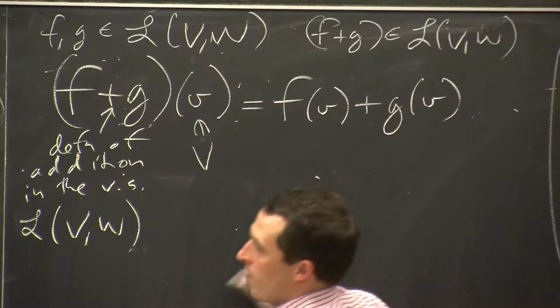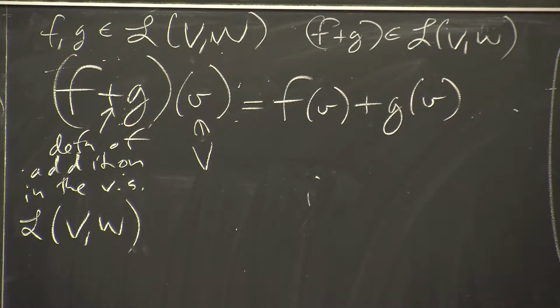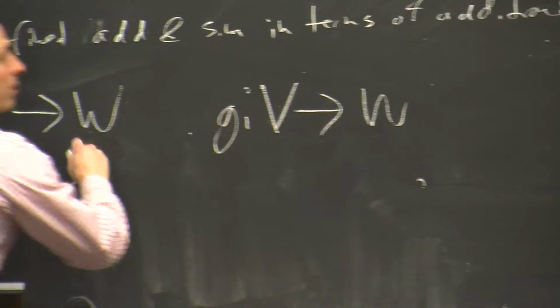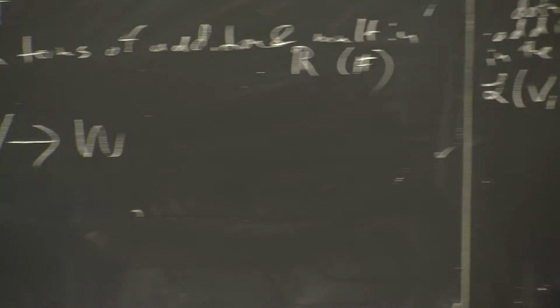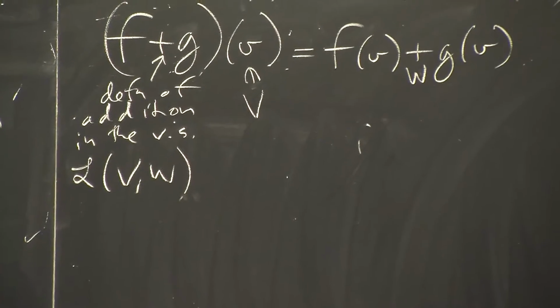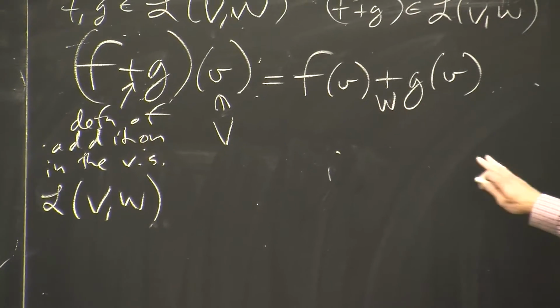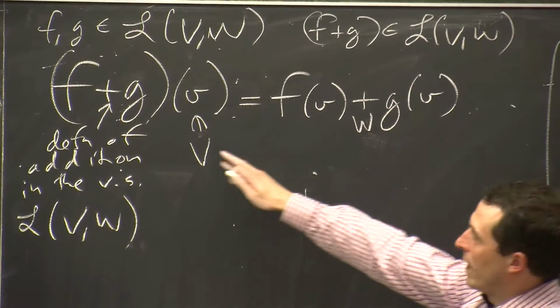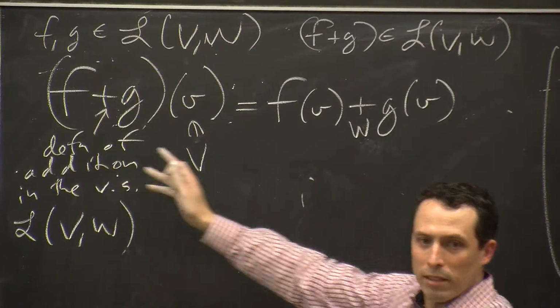So F goes from V to W. So F of V is an element of W, right? So this addition is happening in the W vector space. So from the addition in the W vector space, we've learned how to add linear transformations.